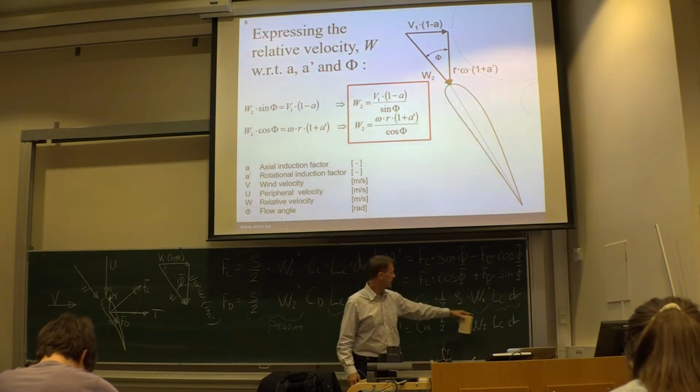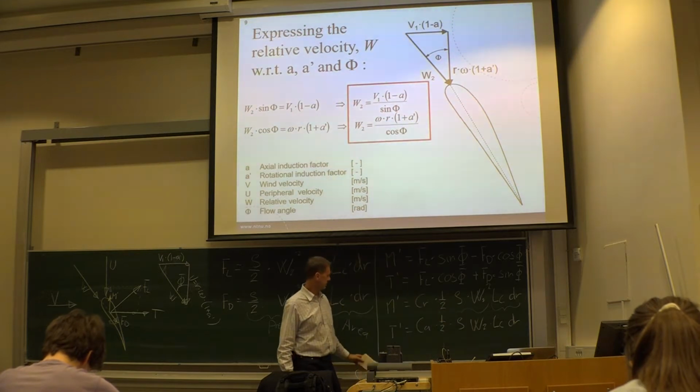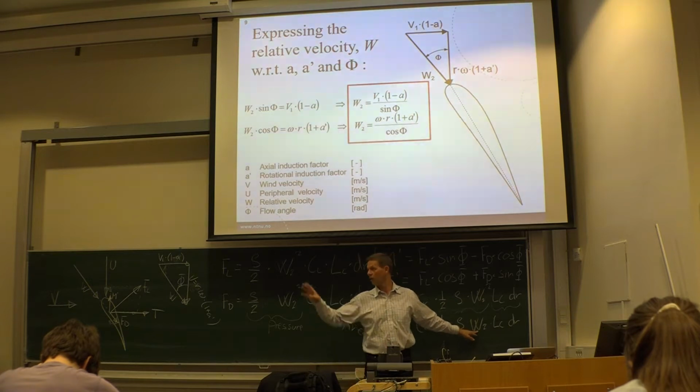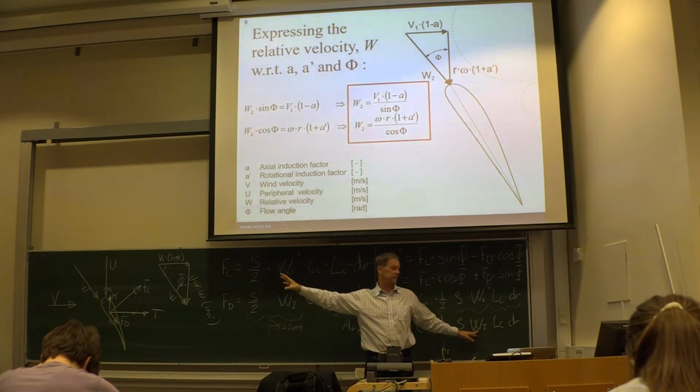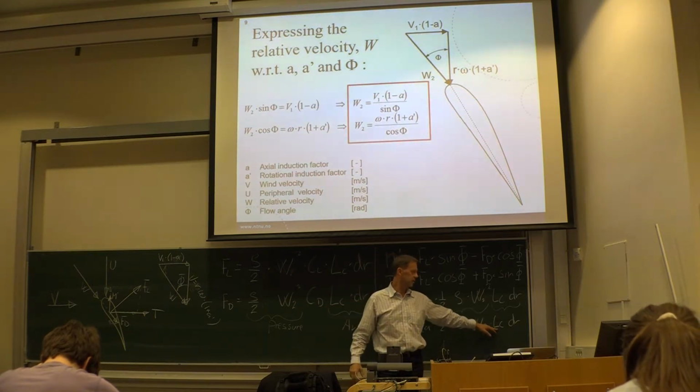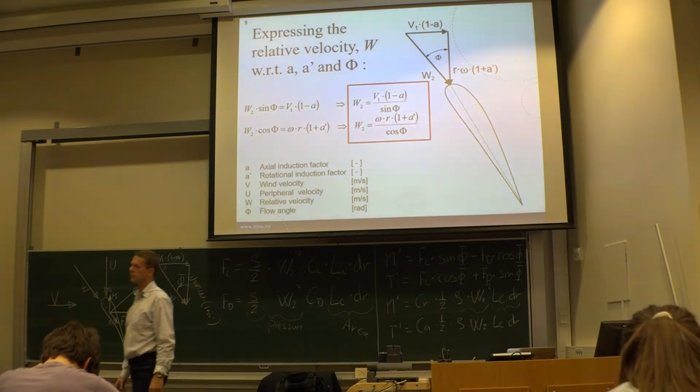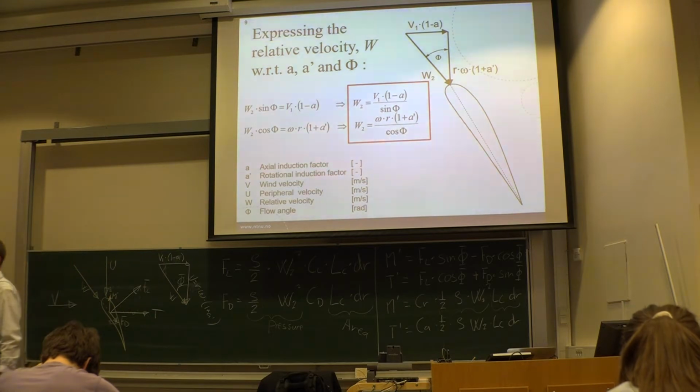And now we have an equation as a function of the velocity over the blade itself, or over the turbine itself, and the chord length. We don't know the chord length, and we don't know the velocity of the wind over the turbine blade. So now we introduce the induction factors.